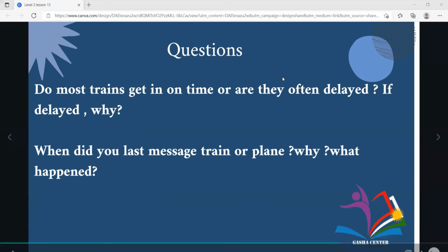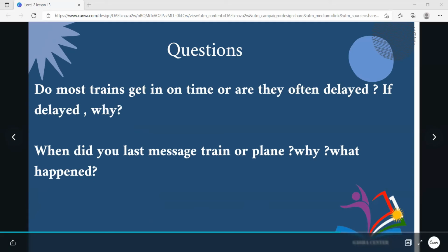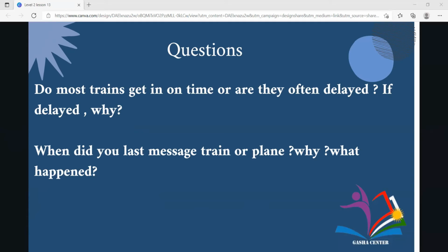Well, the question is asking, do most trains get in on time? Yeah, most trains get in on time because they have a specific schedule. They shouldn't get delayed. If the office knows one train will be delayed, they give another option for passengers, like they provide a bus for them. Also, they can get another train from another city that can pass through the city.